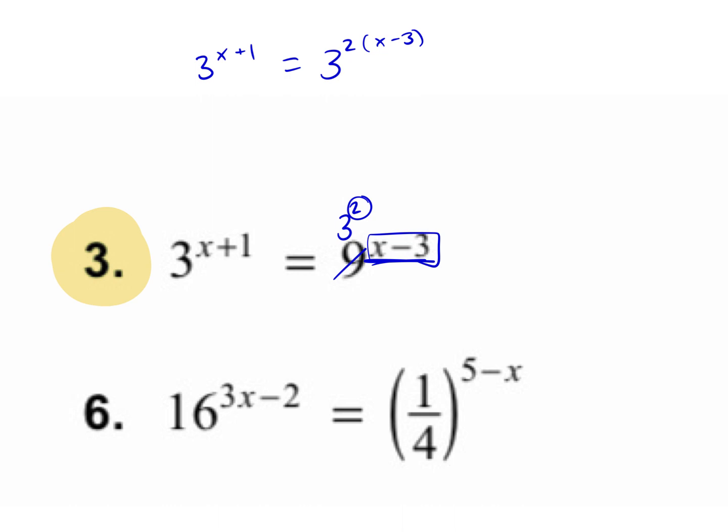So what do I do once my bases are the same? Cancel them out. So then we just set the exponents equal to each other. So x plus 1 is equal to 2x minus 6. I'm going to distribute that. And then what?